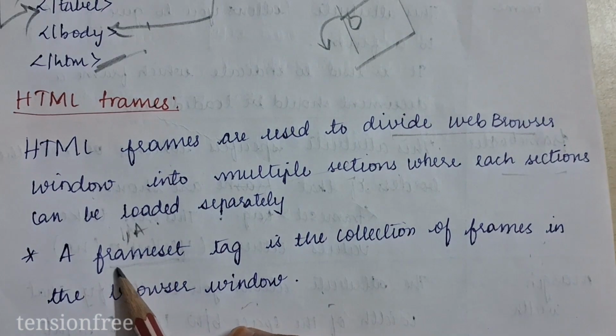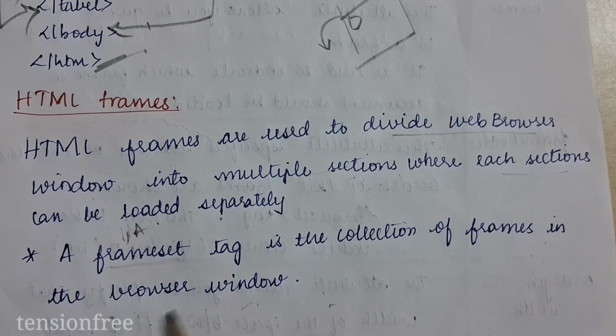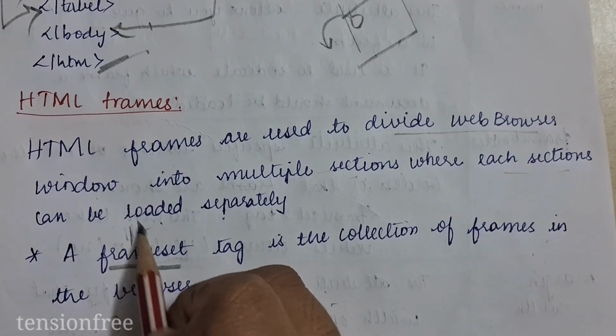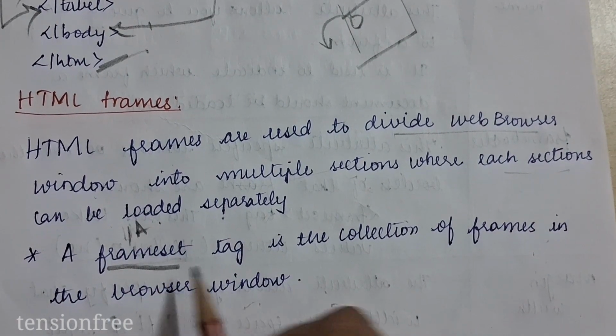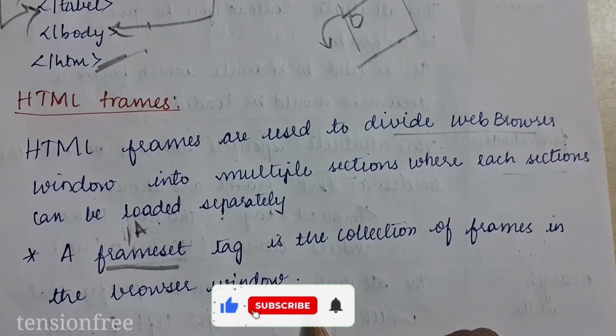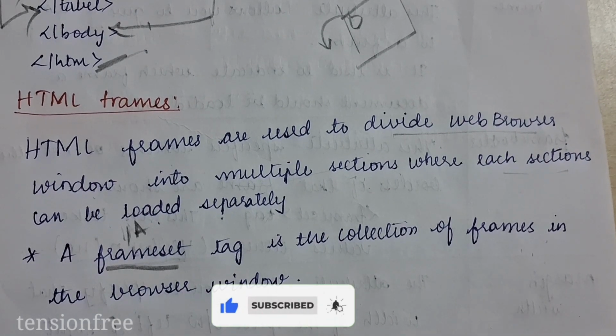A frameset tag is a collection of frames in the web browser window. This is a 1 mark question: what is meant by frameset? We need to write it as: a collection of frames in the web browser window is known as a frameset.